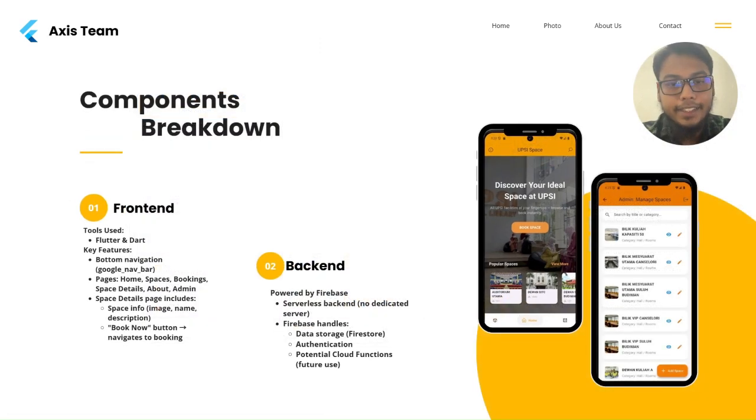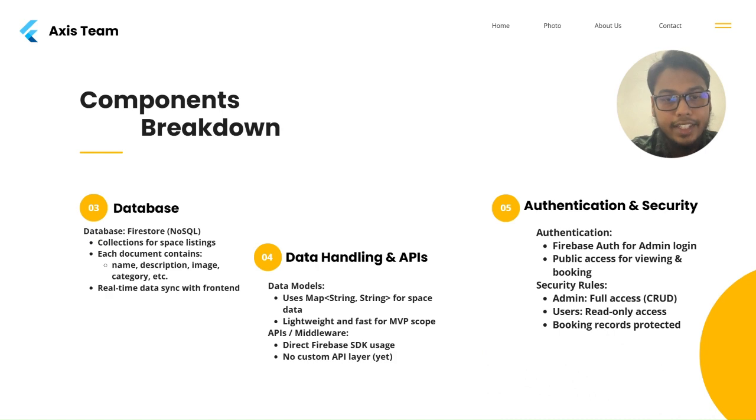Our system is broken into 5 components. The front end is built using Flutter and Dart for a smooth user interface. The backend uses Firebase Cloud Functions for server-side logic. Our database is Firestore, which stores real-time space data. For API and middleware, we use direct Firebase integration without REST APIs. Lastly, authentication and security are handled using Firebase authorization to protect admin features.